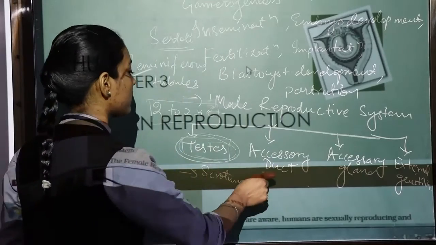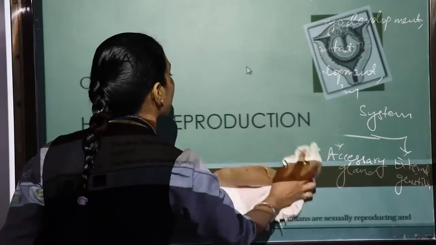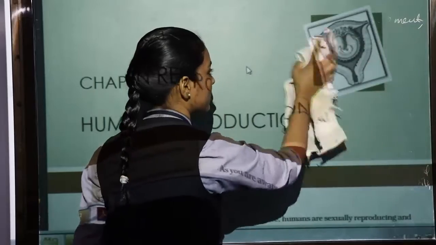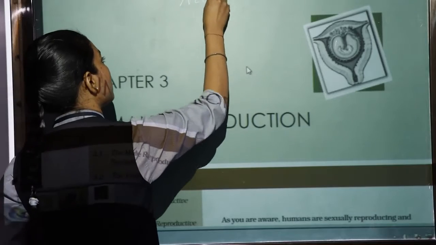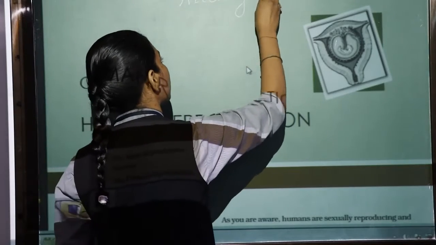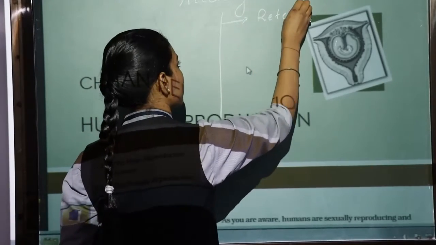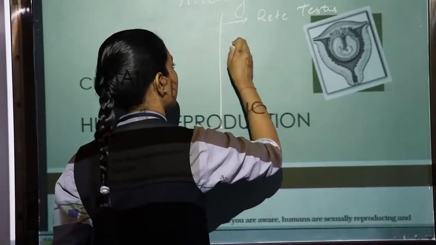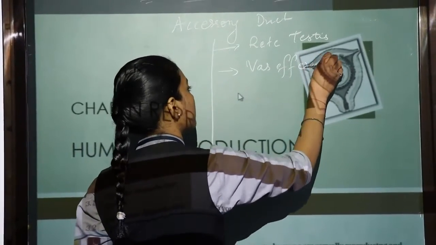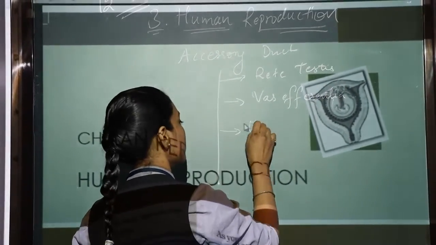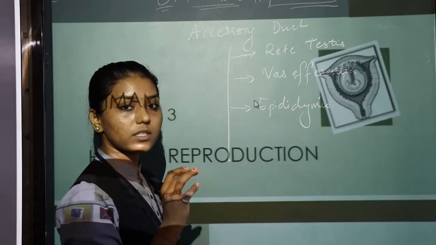Now, today we are going to see the accessory ducts, okay. In the accessory ducts I will first write the things that are involved, then I will show you the diagram of how it looks, okay. Now, the accessory ducts include mainly the rete testis, okay, then the vasa efferentia, okay, then the epididymis. I hope you are getting the things that I am teaching, okay.